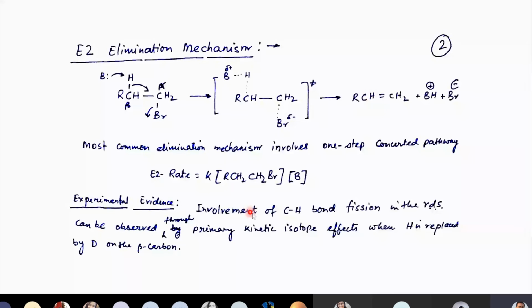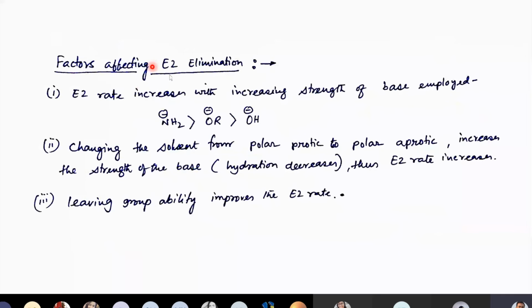So it says involvement of C-H bond fission happens in the rate determining step. This can be observed through the primary kinetic isotope effect when hydrogen is replaced with deuterium on the beta carbon. So if you replace this hydrogen with deuterium, then you can see the primary kinetic isotope effect. Okay, now there are several factors affecting E2 elimination. How do you increase the E2 elimination rate? So, factors affecting E2 elimination.